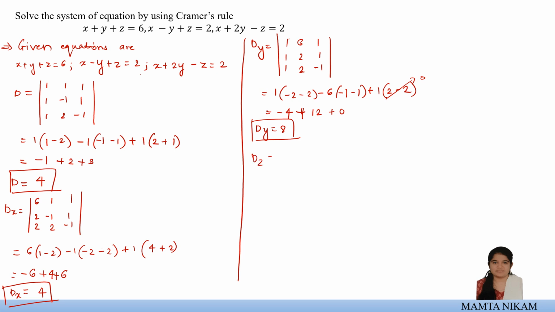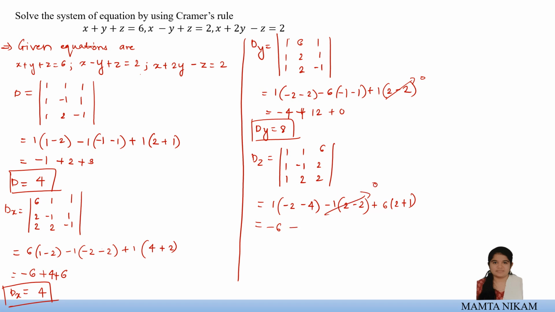नेक्स्ट है dz फाइंड आउट करने के लिए z के एलिमेंट जहाँ लिखे हमने कॉलम में उस कॉलम को रिप्लेस करेंगे. तो ये हो जाएगा 1, 1, 1, 1 minus 1, 2, 6, 2, 2 and therefore this is going to be 1 times minus 2 minus 4 minus 1 times 2 minus 2 plus 6 times 2 plus 1. So this is going to be minus 6. ये तो 0 हो जाएगा.